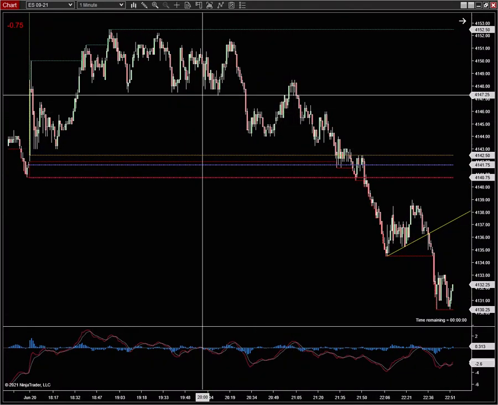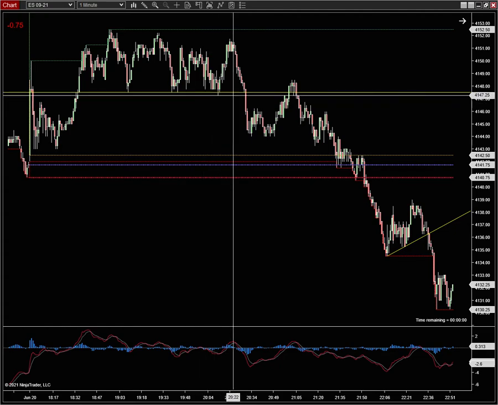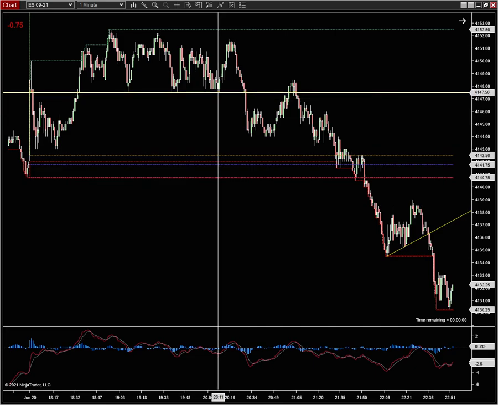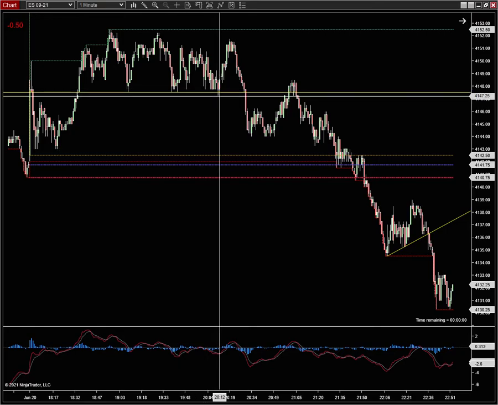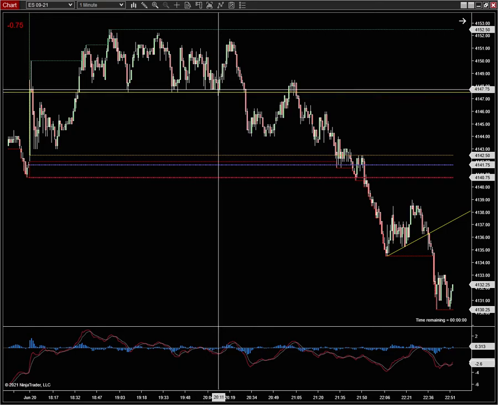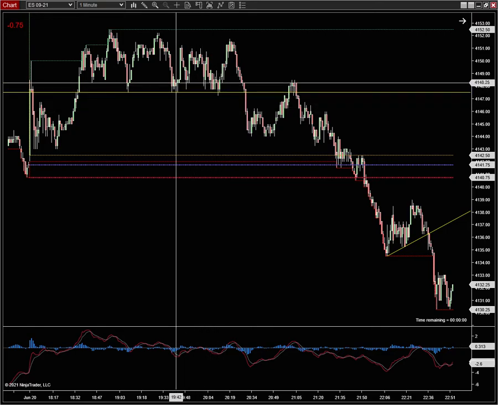Here's another break of a support. There's a good support right there. It did a little false break. So you want to wait for like 2 or 3 ticks if you want to minimize the amount of false breakouts. And that's what that's called here.